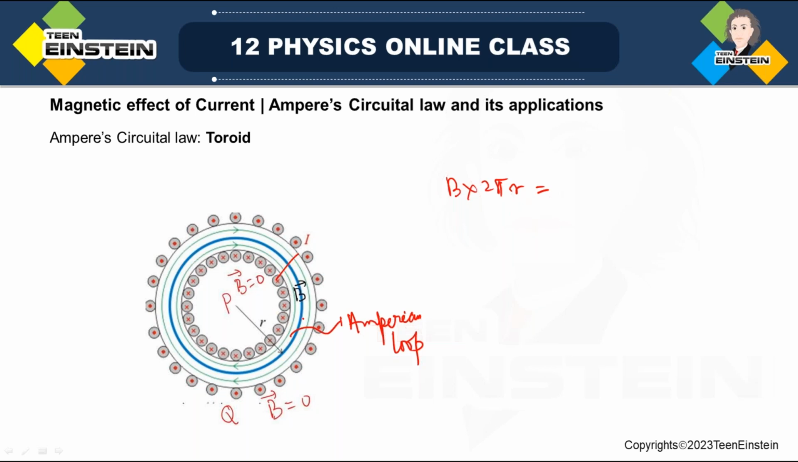And on the right hand side, at this position, the position of the loop is such that we have to find out the magnetic field inside the toroid.